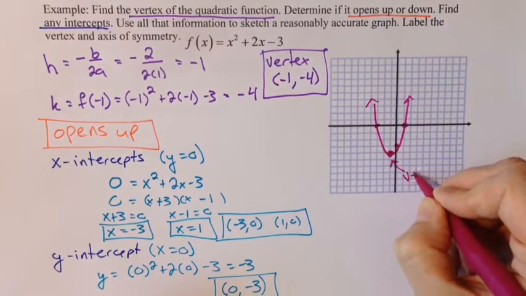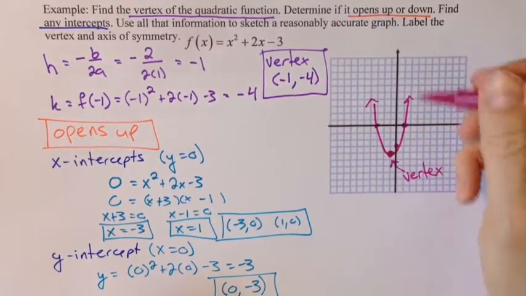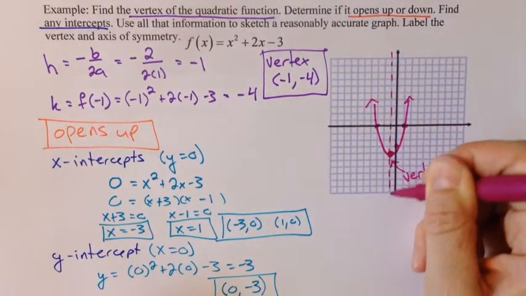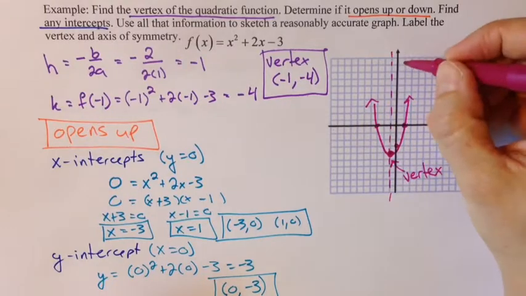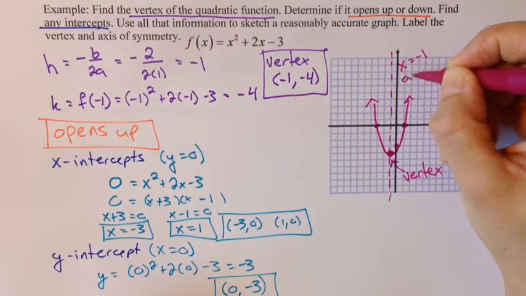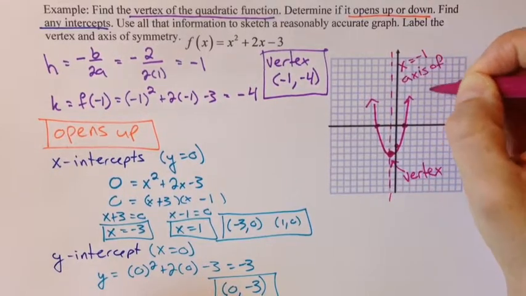Now the last thing I'm going to do is just label some things. That point right there is the vertex. The axis of symmetry, remember, is the line that cuts the parabola in half, so I can just draw it right in there. This is actually the line x equals negative 1, and it is the axis of symmetry.